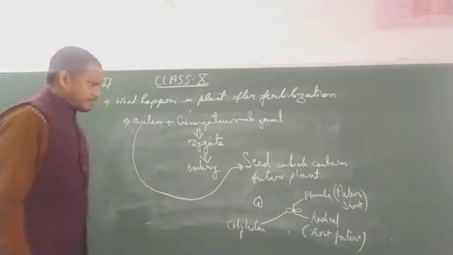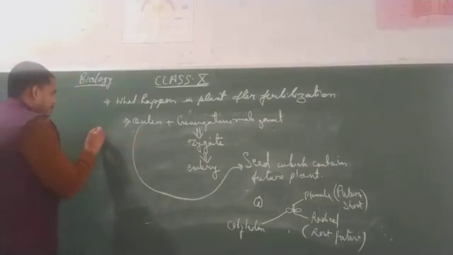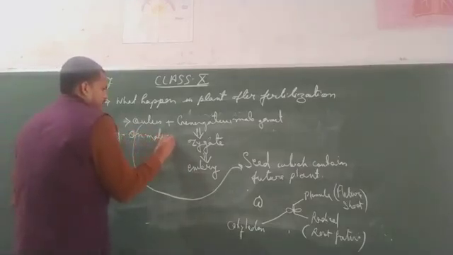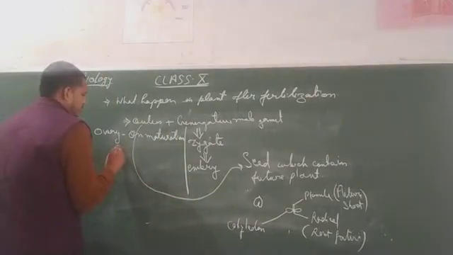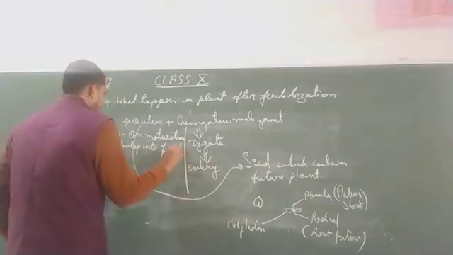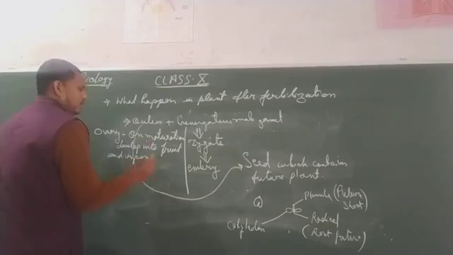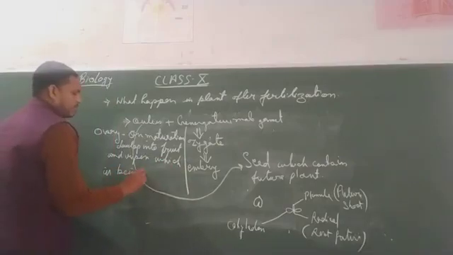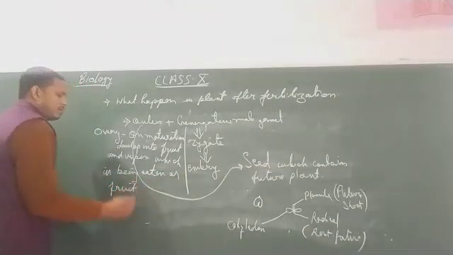Now the next thing, after the ovule, is the ovary. The ovary on maturation develops into the fruit and ripens, which is then eaten as fruit.